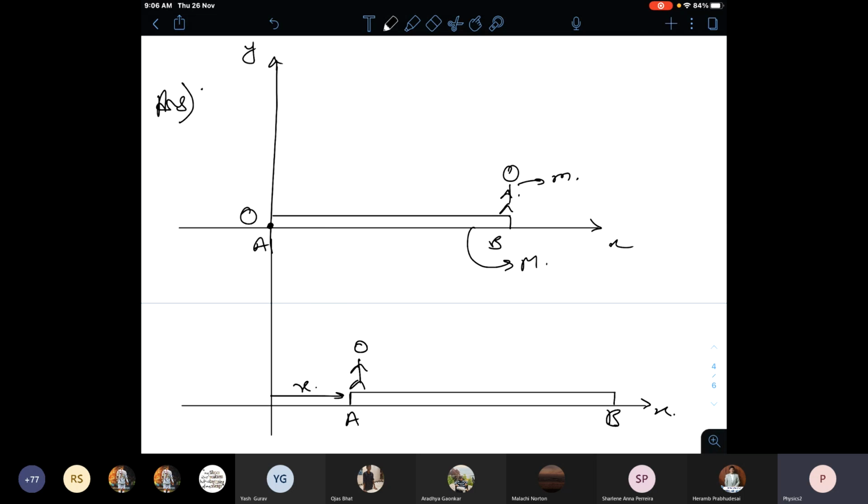Now see, just tell me, is there any net external force on the system initially? Okay, this is the initial condition. This is the initial condition. This is the final condition. Is there any net force on the system initially? Yes.